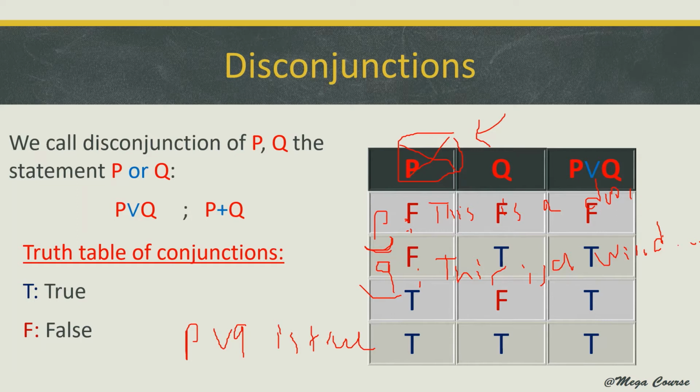But wait a second. Let's take this example for P and Q. P is false, Q is true. P and Q is false. Why is it false? Because at least one of them was false, so the conjunction P and Q is false. Hope you understand it.